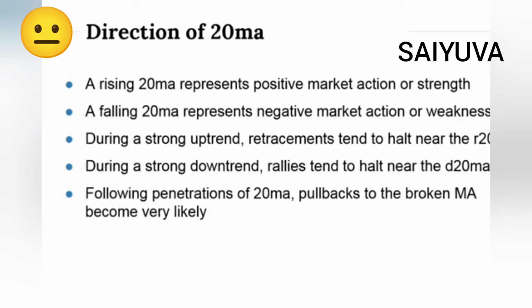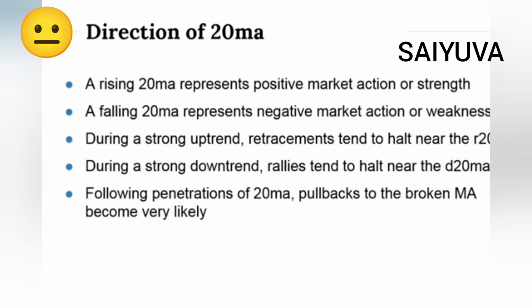All right. The direction of the 20, a rising 20 MA, represents positive market action or strength. A falling 20 MA represents negative market action or weakness. During a strong uptrend, retracements tend to halt near the rising 20 MA. That should give you a hint there. During a strong uptrend, retracements tend to halt near the rising 20 moving average.